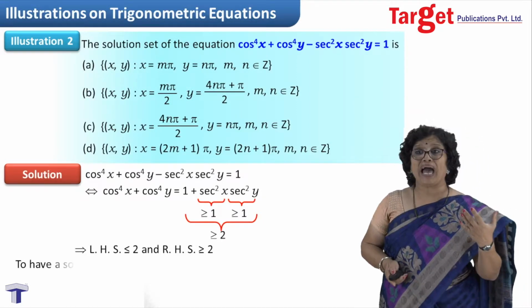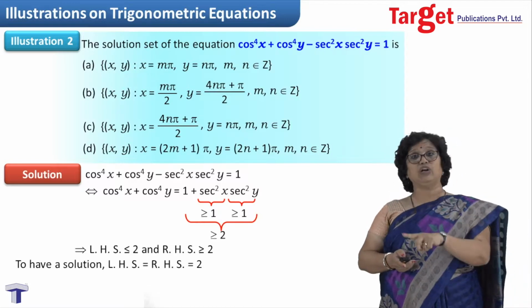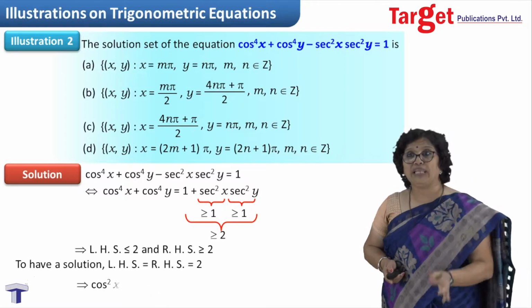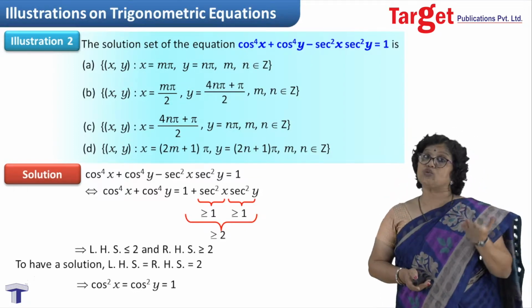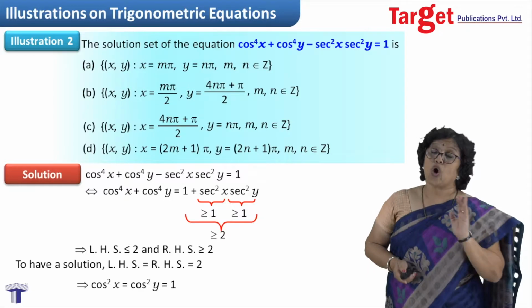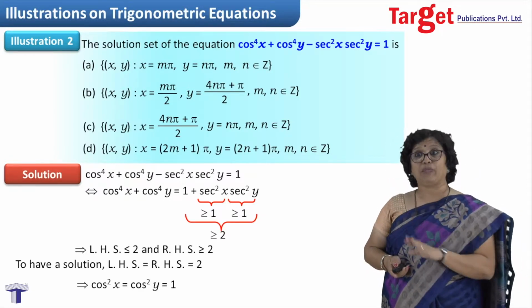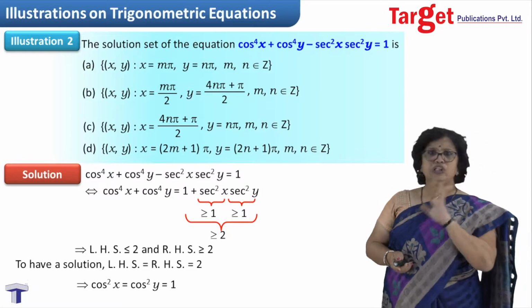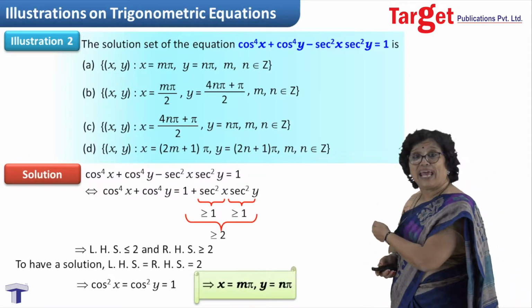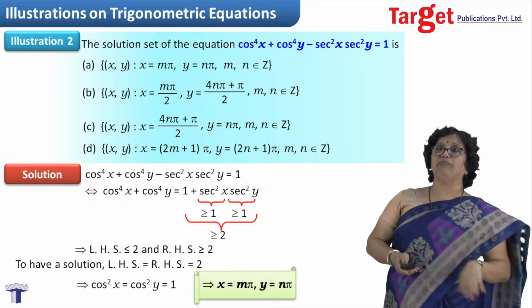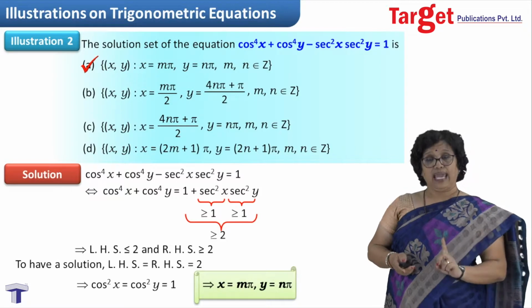What does that say? To have a solution, left hand side and right hand side will both have to be equal to 2. And that is possible only when cos square x and cos square y both become equal to 1. Now cos square x equal to 1 gives me cos x equal to plus minus 1, and hence x should be some multiple of pi. And cos square y equal to 1 also gives y equal to some multiple of pi. So my answers for x and y are m pi and n pi. Now look at the options, and the correct option is A.